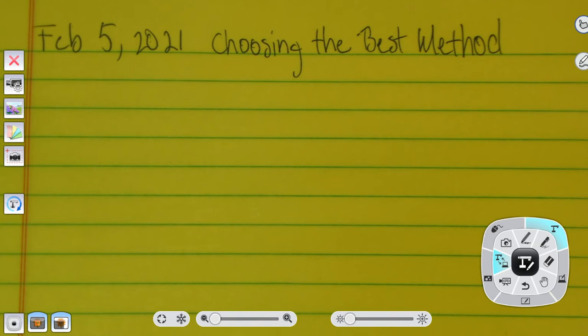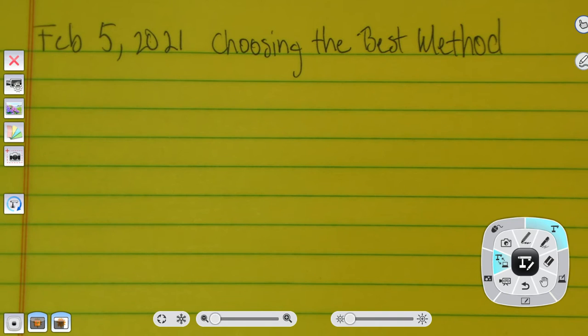We've looked at every method possible to be able to solve quadratic equations. Today, February 5th, 2021, we're going to look at how we choose the best method. Really, several of these methods will work to solve a quadratic, but oftentimes there's one that's better than the other. And sometimes certain methods won't work.